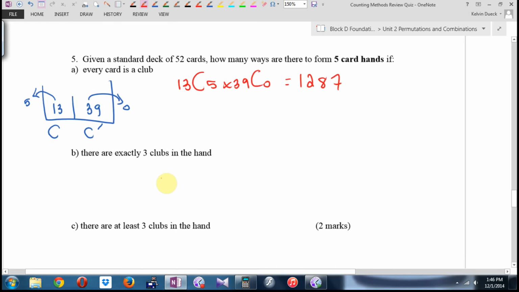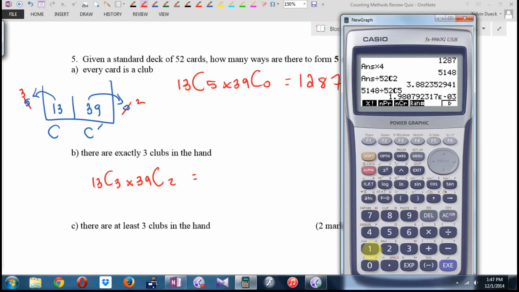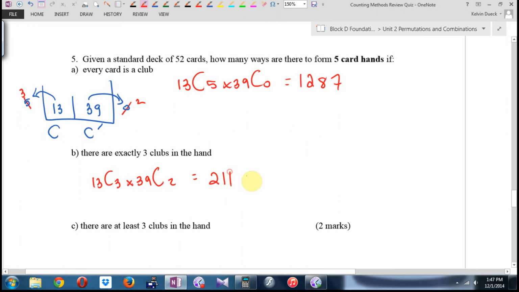Exactly 3 clubs in the hand. Okay, I guess that's going to be... Oh, I can use the same bucket. Except this time, 3 and 2. 13 choose 3, and 39 choose 2. 211926. 1 mark for each of those.